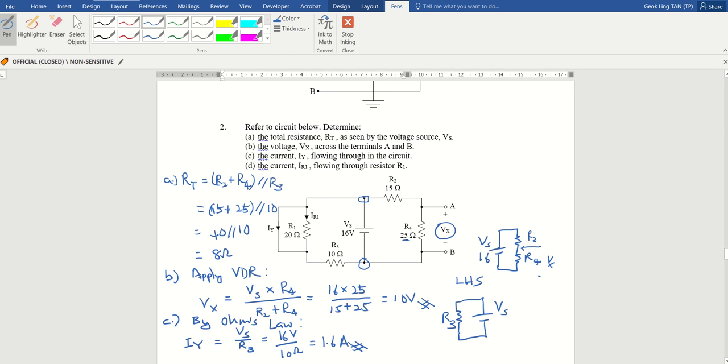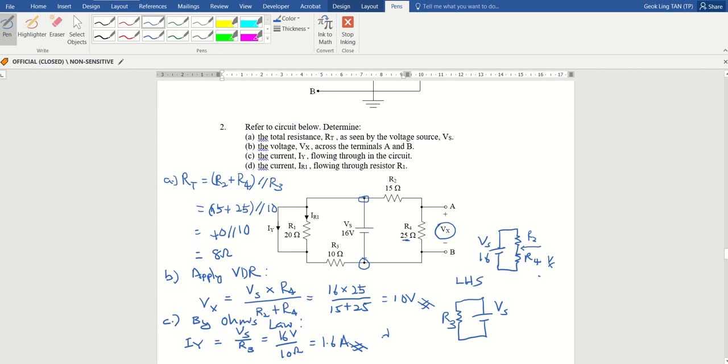Okay, based on this diagram here. Next one is IR1. By inspection, R1 has been shorted by this straight wire here. So there shouldn't be any current flowing through R1. So IR1 is actually 0.